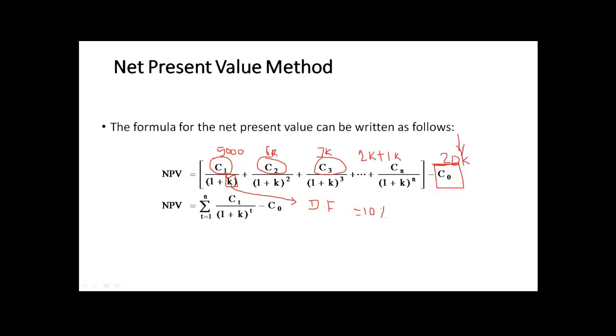So I'll apply that 10% rate of return here for the first year. For the next year, you can see the power is 2. The reason is it is for the second year, and so on for the third year. So from this formula we have come to the final formula, which is Ct by (1 plus k) to the power t, minus C0, where C0 is the amount that has gone out from your pocket today, and these are the total cash inflow you're getting. So this is my net present value.